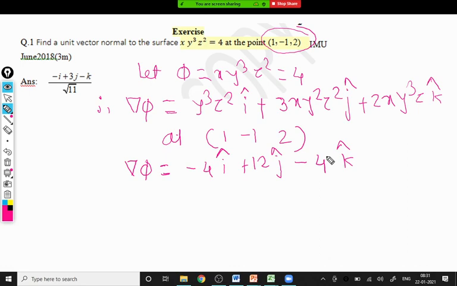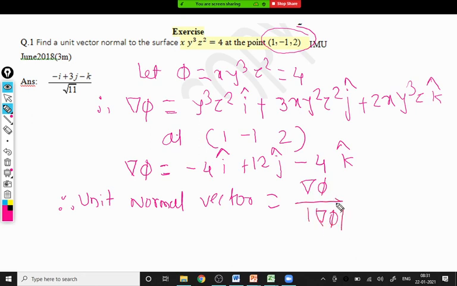But we want a unit normal vector. So the last step, therefore unit normal vector is equal to, obviously we should divide by its own magnitude. And you should check whether you get this answer. One thing is there, you can take 4 as common and it gets cancelled. You'll observe the answer you will get is -i plus 3j minus k divided by square root of 11.